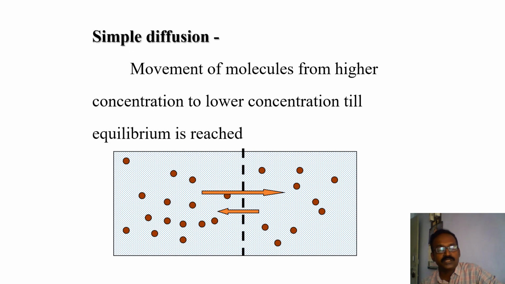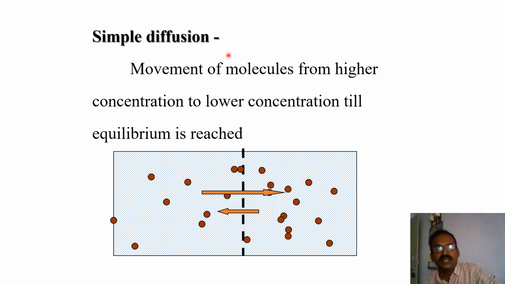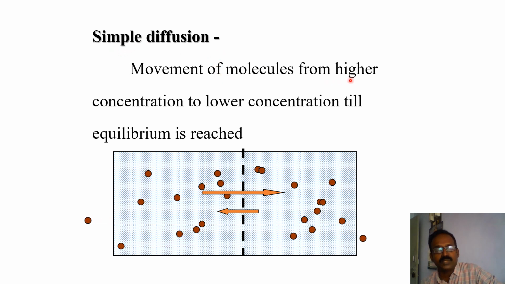Simple diffusion is one type of passive transport. It is the movement of molecules from the higher concentration to the lower concentration till equilibrium is reached. So here higher concentration, here lower concentration. More amount is transported from the higher concentration to the lower concentration.